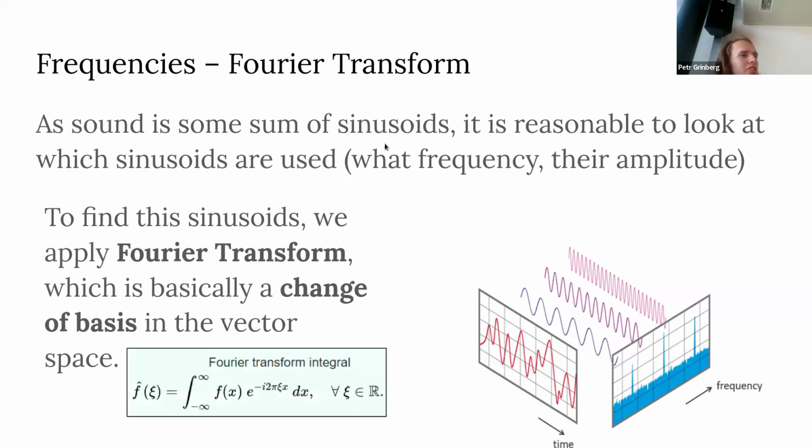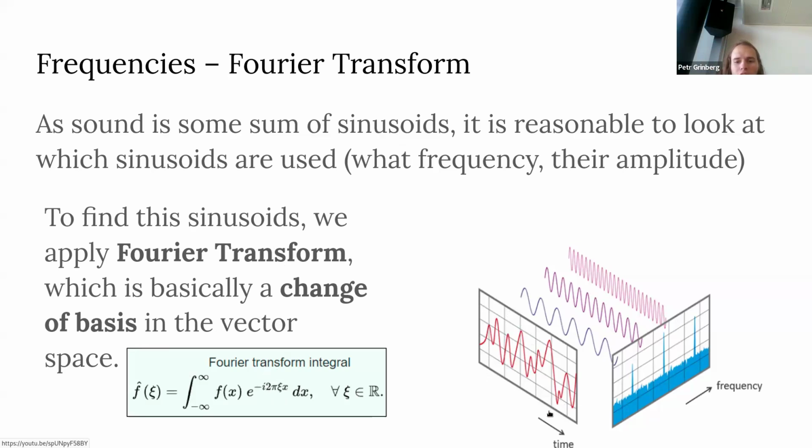You said that you all know signal processing a bit, so you know Fourier transform. Sound is the sum of sinusoids. So using Fourier transform, we can change the basis of our audio from the standard basis to a basis of sinusoids. Fourier transform basically does this. It's a change of basis in the vector space. There is a complicated formula here with an integral.